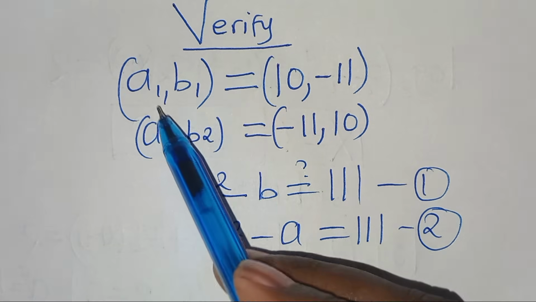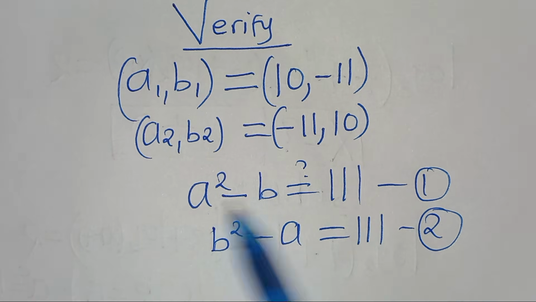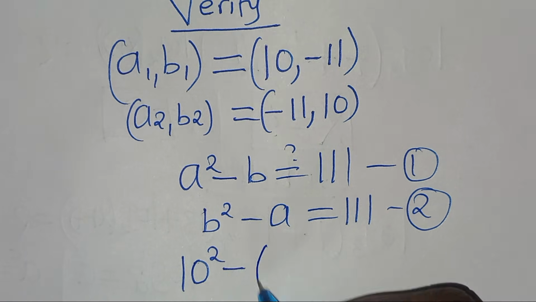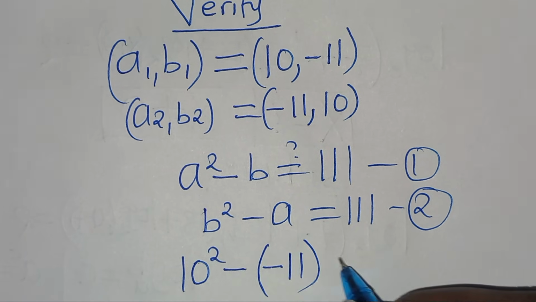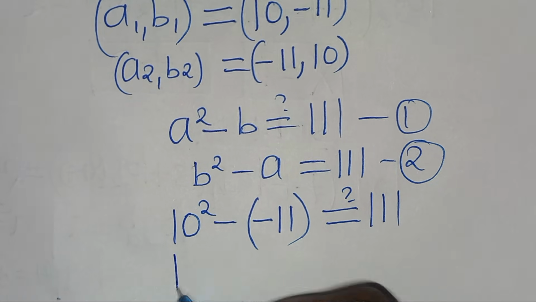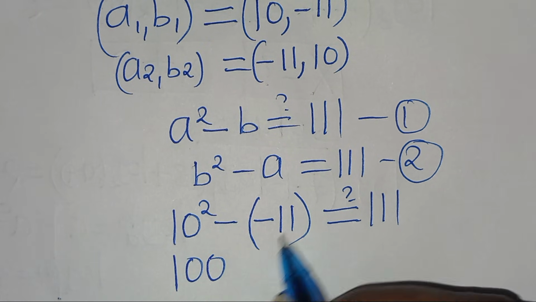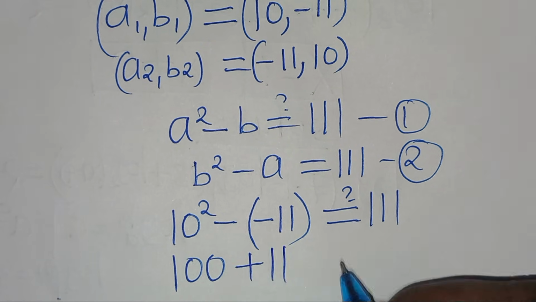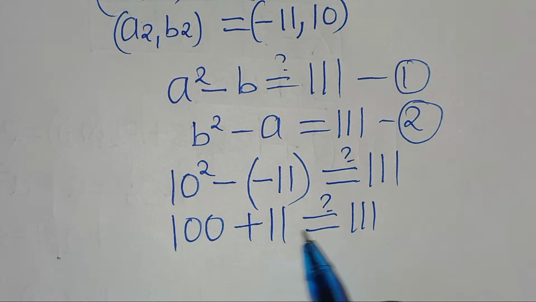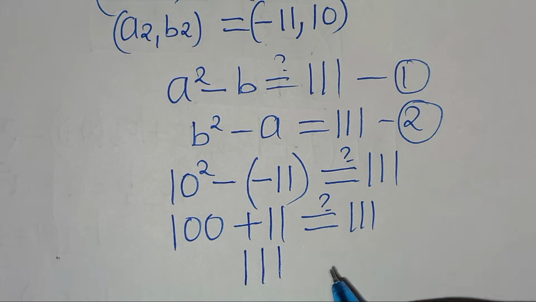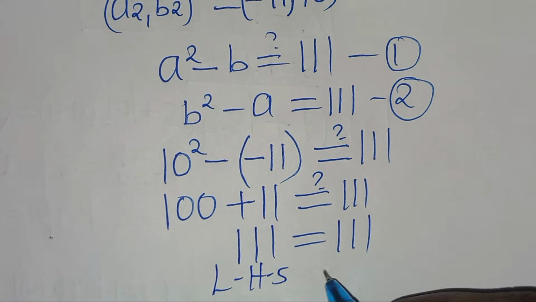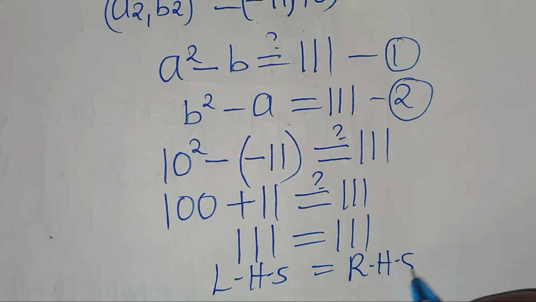So let's check a1, b1 by applying equation 1 here. So we have 10 squared minus, into the parentheses, minus 11. This is supposed to give us a value of 111. So 10 squared, this is 100, minus times minus 11, this is plus 11. So we have 100 plus 11. This is 111, which is equal to 111. So the left hand side is equal to the right hand side.